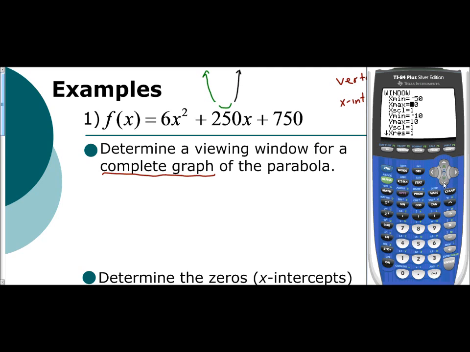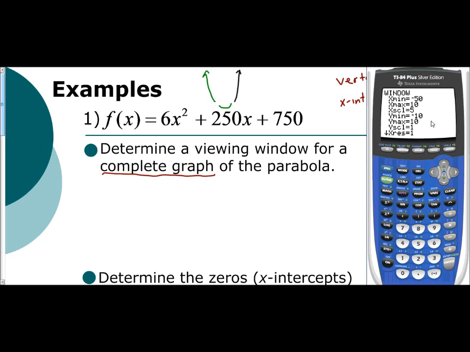X scale is what you want to go by on your intervals on the x-axis. Now, I don't want to go by ones because I'm going all the way to 50 on the x minimum side and 10 on the other side. I don't want to have 50 dashes to the left of the y-axis. So I'm going to go by, let's say, 5s. And that'll make it so I only see 10 dashes over there, and on the right side I'll have 2.